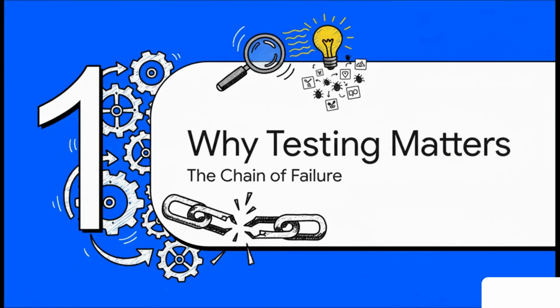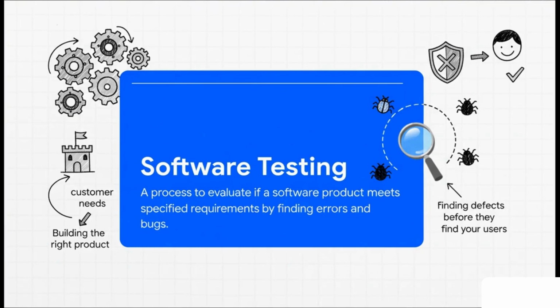First up, why does testing matter so much? Well, before you can even start finding problems, you kind of need to understand how they happen in the first place. And it all follows a pretty clear chain of events. At its heart, software testing is really about two things. First, making sure we build the product right, that the code is solid. And second, making sure we're building the right product, that it actually does what the customer needs it to do. The goal is pretty simple. Find the bugs before your users do.